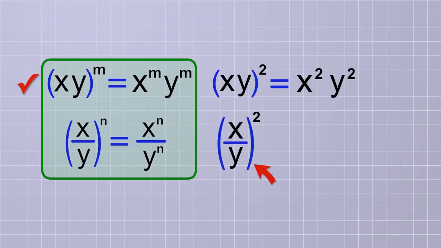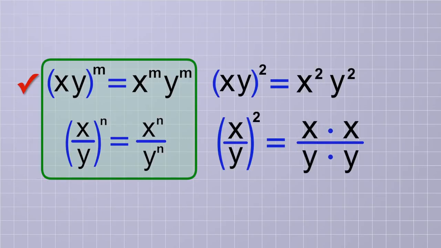In the second expression, we have the quantity x over y, squared. That's the same as x over y times x over y. To multiply these fractions, we just multiply the tops and multiply the bottoms, which gives us x times x over y times y. And that simplifies to x squared over y squared, so that one checks out too.